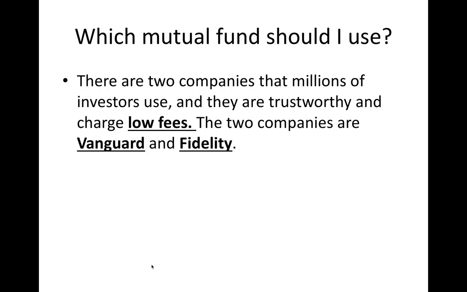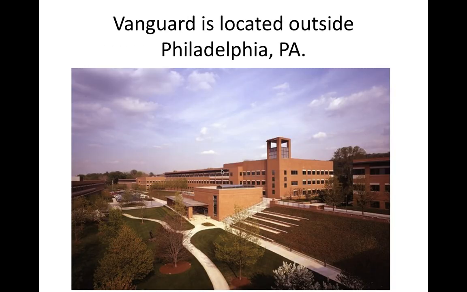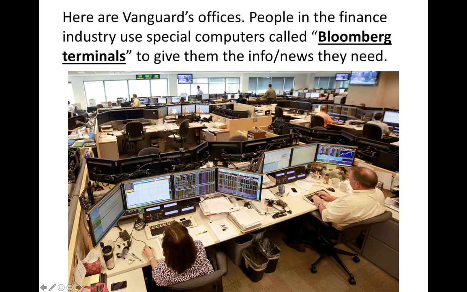Which mutual fund should I use? There are two companies that millions of investors use. They are trustworthy and charge low fees. And the two companies are Vanguard and Fidelity. This is the Vanguard headquarters. It's located outside Philadelphia, Pennsylvania. Here are Vanguard's offices, and the people in the finance industry use special computers called Bloomberg terminals. Here they are, and they give them all the financial information and news they need, and they do it quickly.